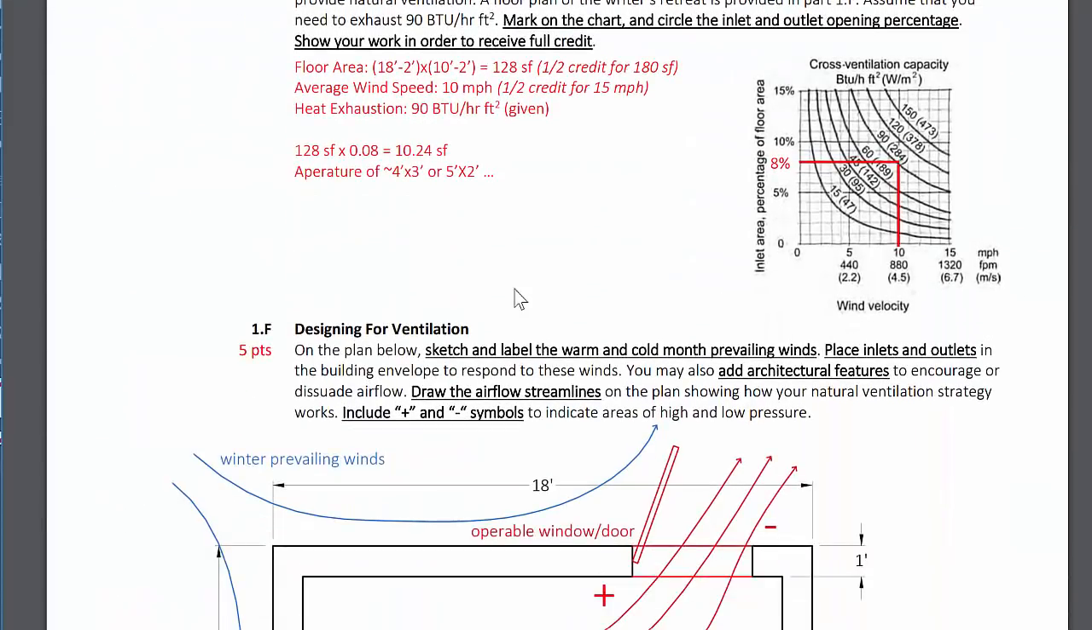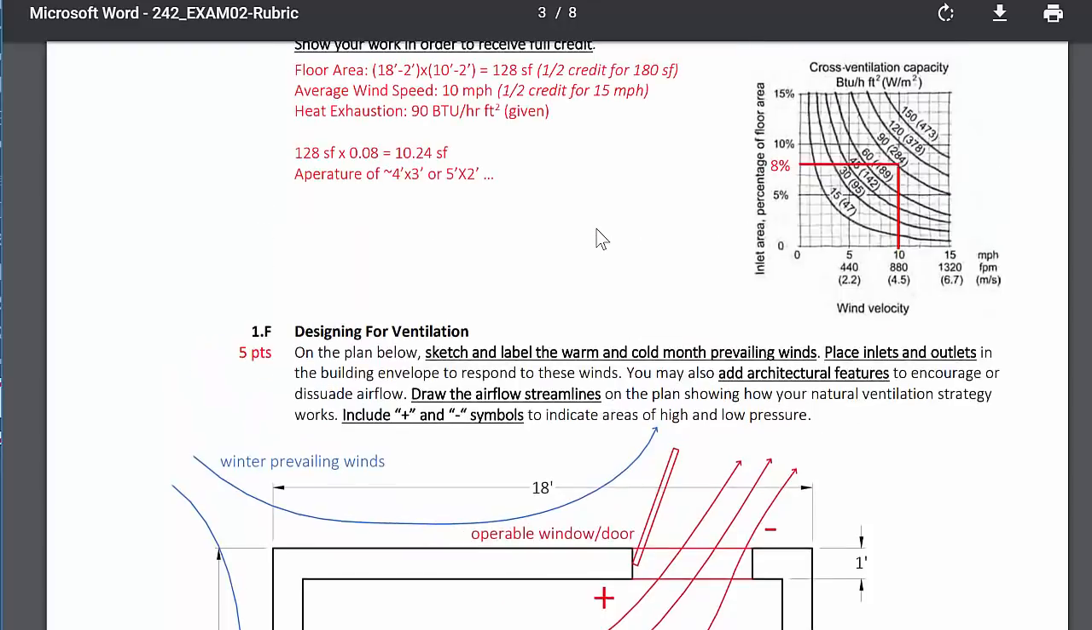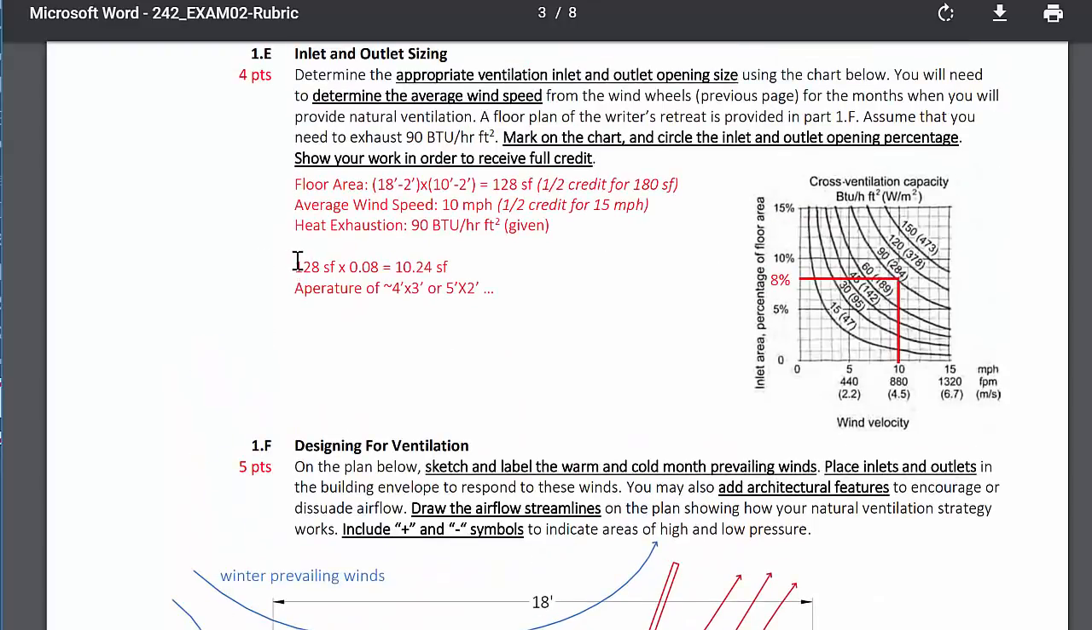So you needed to show your work, you needed to show the floor area, the wind speed, the heat exhaustion. You needed to show that you mapped the wind speed, you hit the 90-degree contour, that's the heat exhaustion contour, and then you came over and read a percentage. You got 1 point for that, and then you just had to multiply the floor area times the percentage to get a square footage of inlet and outlet opening.